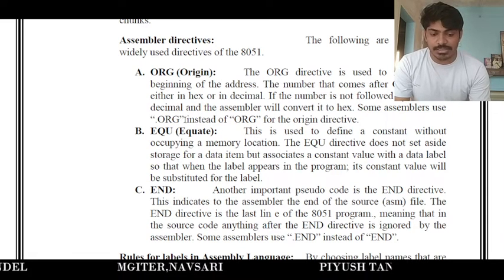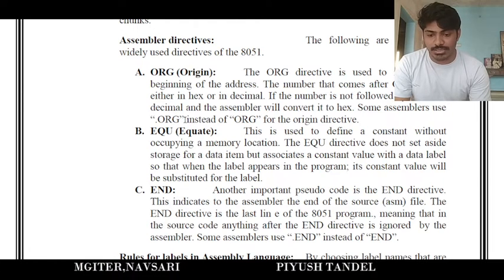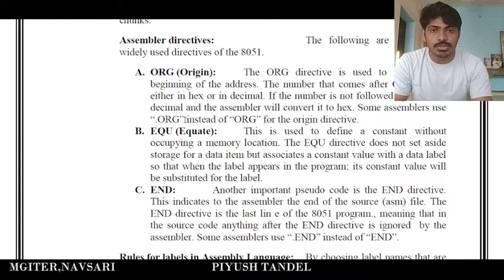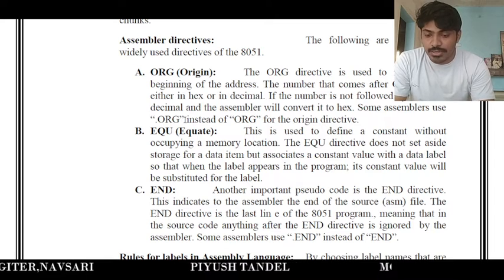Now some assemblers use .org instead of org for the origin directive. So you can either use org or you can directly use .org. Next one, that is equate.